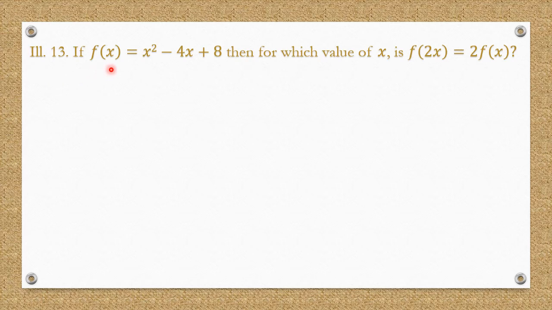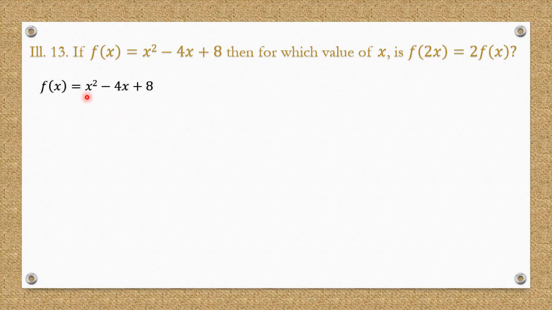Illustration 13: if f(x) is x square minus 4x plus 8. Now this is the relationship function given already. Then for which value of x is f(2x) equal to 2 times f(x)? What they have given us here is that we have to find the value of x for which this equation stands true. So rather than finding the value of x directly, I am going to convert this equation into f(2x) and 2 times f(x) first, and then I will compare them.